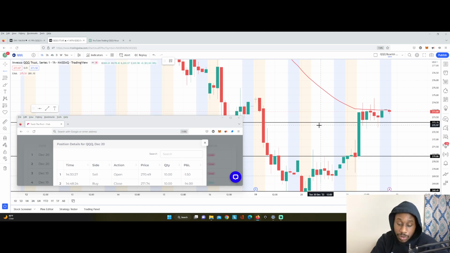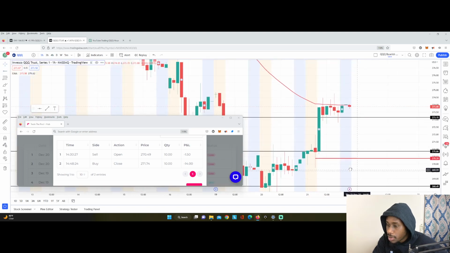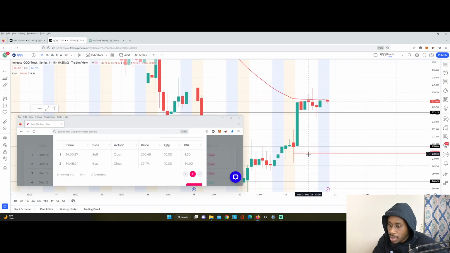So I entered the first trade, which was a loss of $15.50. That was on this 9 o'clock candle because it's a 1 hour chart. I entered close to where the market opened, at 270.40. When I opened to the sell side, the market was making a push down, and I thought it would have continued.